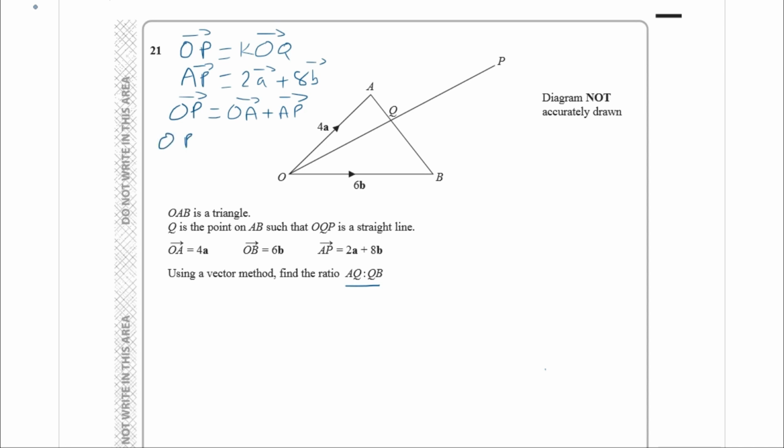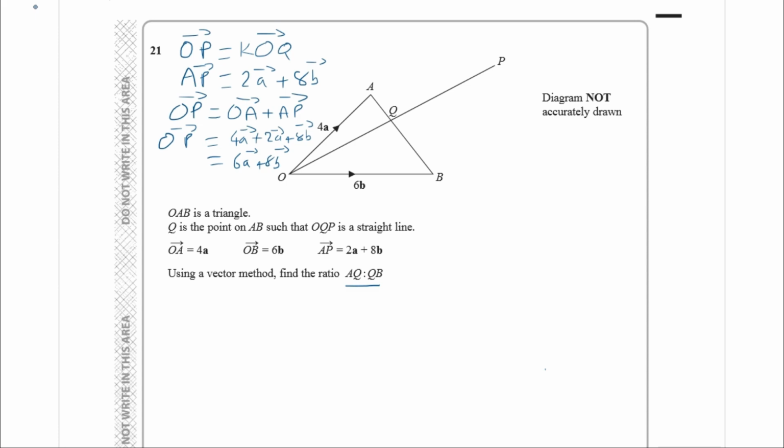So that means that OP, the vector OP, is equal to 4a, and then we have AP here, which is 2a plus 8b. And that'll tell us that the vector O to P is 6a plus 8b. So that's the vector OP. So the hard thing to figure out here is going to be QP or OQ. The bit that's difficult, since we already have the vector 4a, which is OA, is the AQ portion.